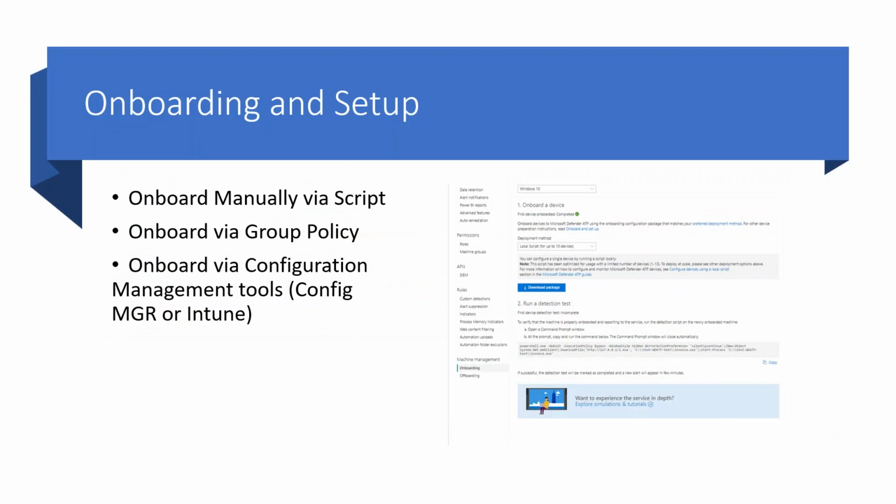Now, in order to have your Azure Stack HCI infrastructure talk to Defender Advanced Threat Protection, we need to onboard these machines. We have the ability to onboard them manually via script. We can onboard them via group policy, or we can onboard them via common configuration tools like Config Manager or Microsoft Intune if you're set up to manage your servers with that. For your workstations, obviously, if you're pushing this out en masse, you're probably using some type of configuration tool.